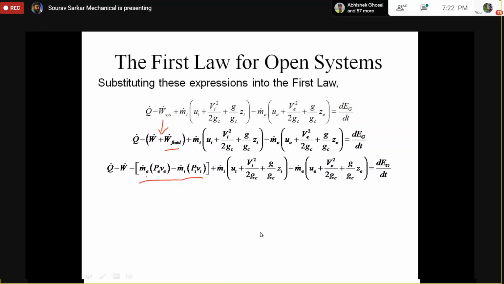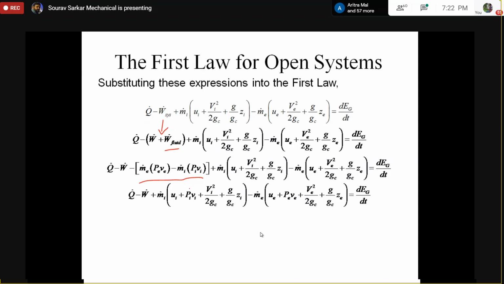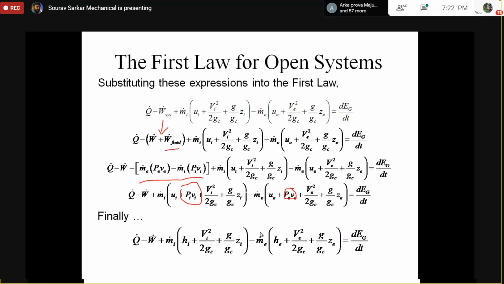And if I now include P dot V inside this m dot, if I take m dot i common from there and m dot e common from there, finally this PV will go inside the bracket. And finally, this U plus PV, we know that it is basically the enthalpy. So I can express this as enthalpy. So this is my enthalpy, and this is the final form of the energy balance equation.